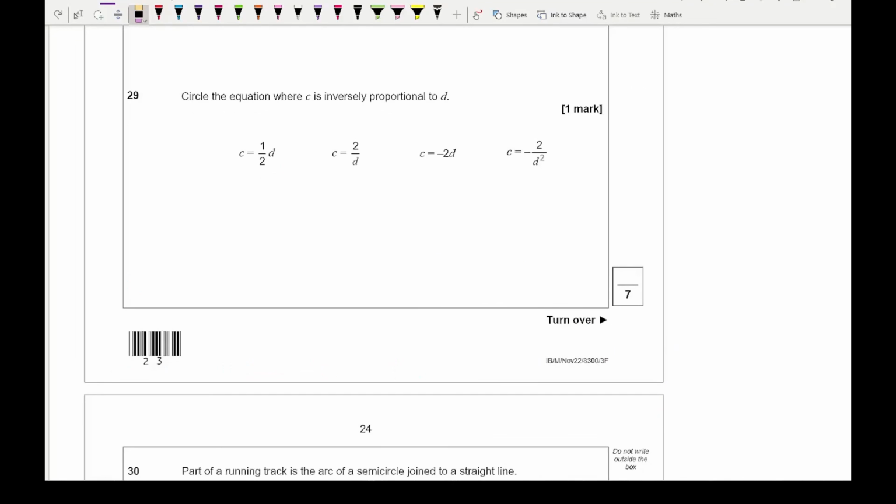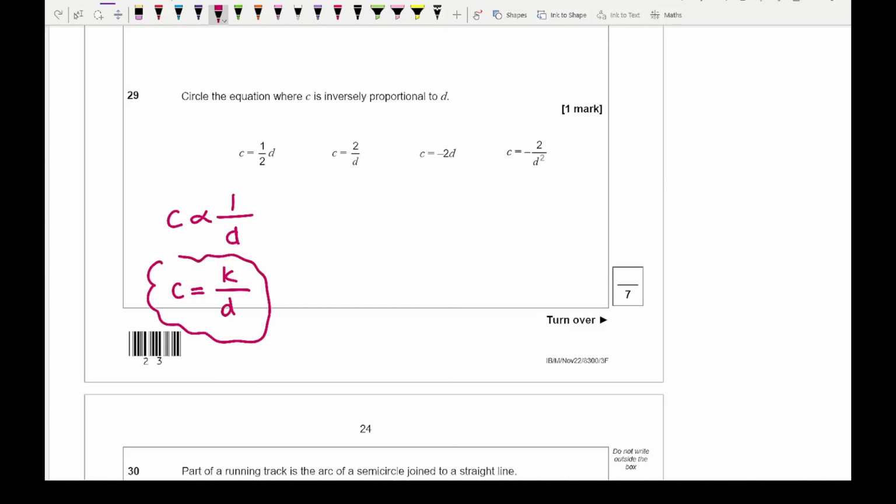So moving on to question 29, it says circle the equation where C is inversely proportional to D. So writing this out, we get C is inversely proportional to D, and then writing it with an equal sign, we replace the proportional symbol with K over D. Now this is something that I'm looking for.